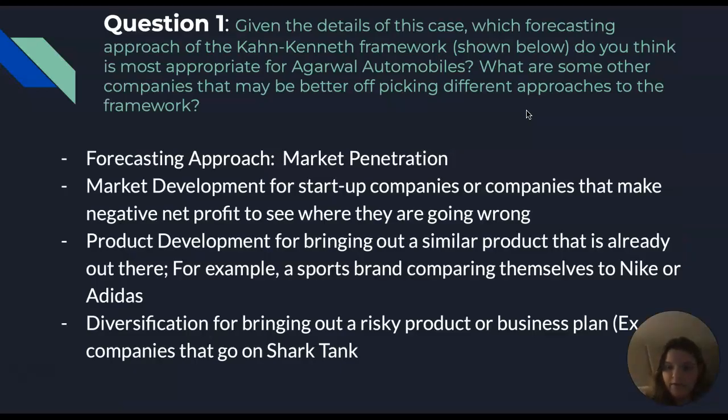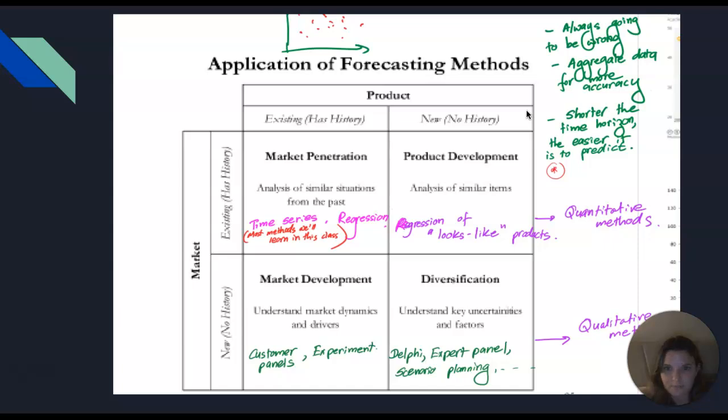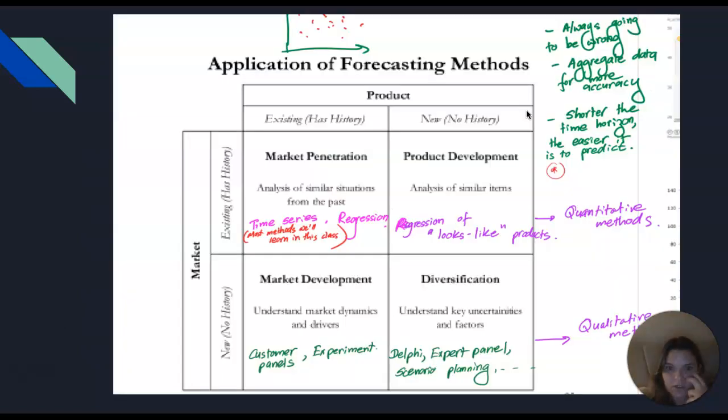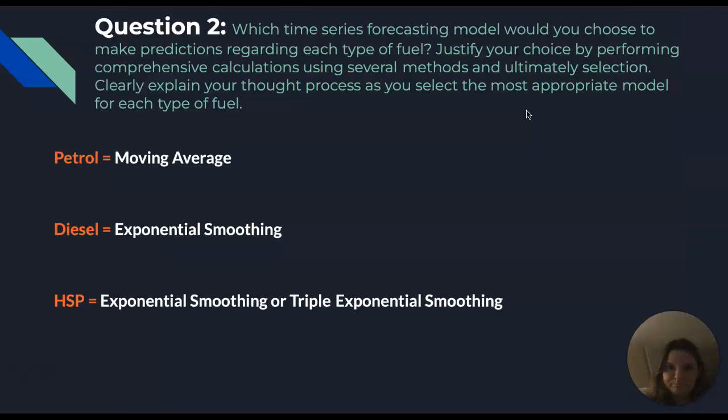Product development for bringing out a similar product that is already out there. For example, I thought of a sports brand comparing themselves to Nike or Adidas because they're existing in the market, but they don't have much history on the product. And then diversification for bringing out a risky product or business plan. Example, companies that go on Shark Tank. Whenever they go on that show, they want to make the panel understand their uncertainties and factors just to diversify themselves from people that they hear about every day.